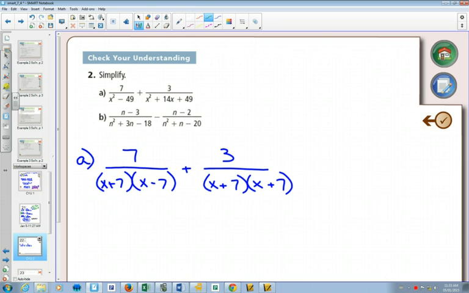Now, when we need a common denominator to add these, we ask ourselves, what's missing as a factor here? We're missing an x plus 7, so we multiply top and bottom by x plus 7. What are we missing in the second one? An x minus 7.